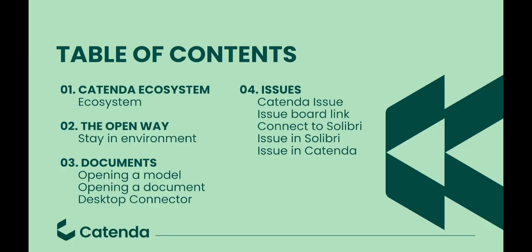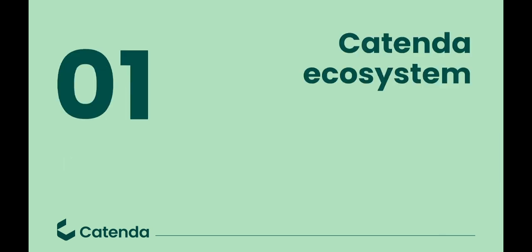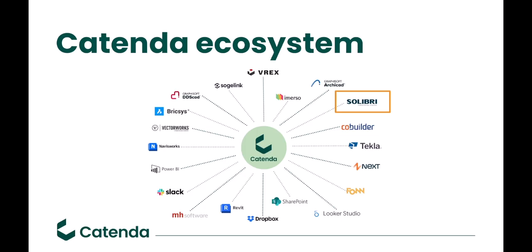Today we'll be looking at how we can work together with other people in the construction project. We will be looking at the ecosystem of the different softwares that people use in the project, and we will be looking at the open way. How can I share what I'm doing with the other people in the project? Then we will be going into some more specifics and look into exactly how we can do that. So first, let's look at the Catenda ecosystem.